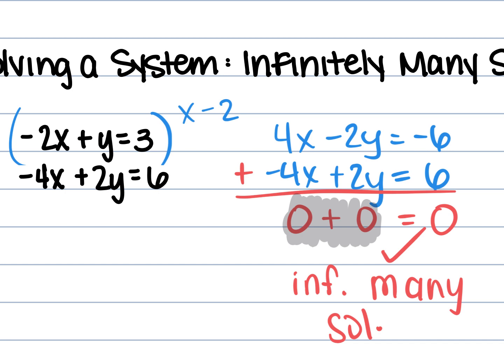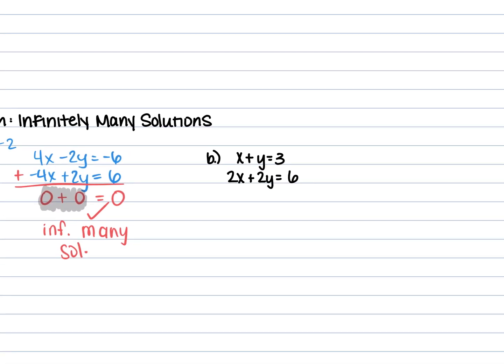Will it always be 0? Will what always be 0? Like when you get infinitely many? If you get infinitely many, it'll be a true statement. Okay. It may not be 0 equals 0, but it'll be 4 equals 4, 7 equals 7, -3 equals -3. Okay? Good questions, guys. Any other questions? All right, let's do our last example and then we're done, though.